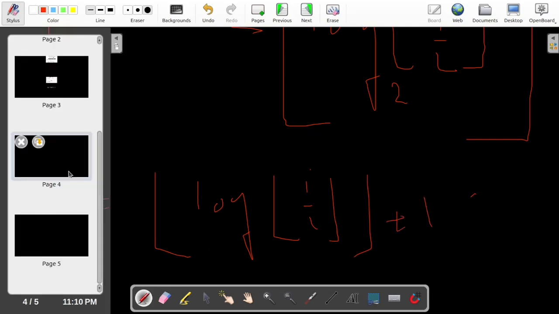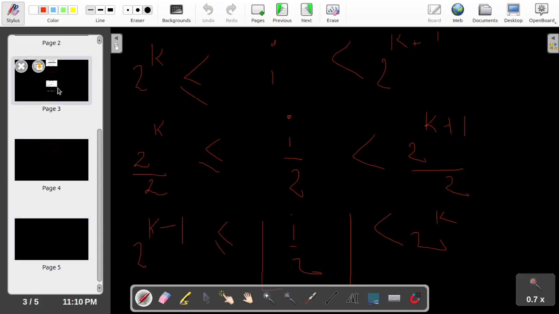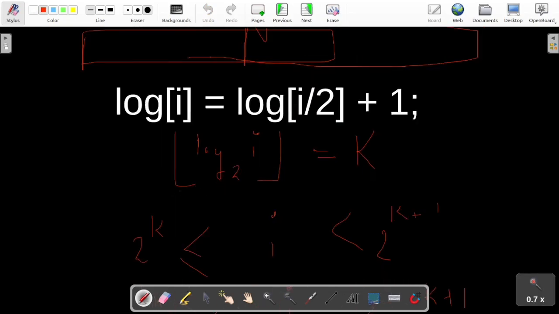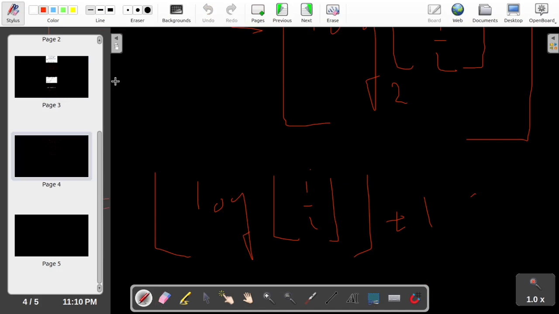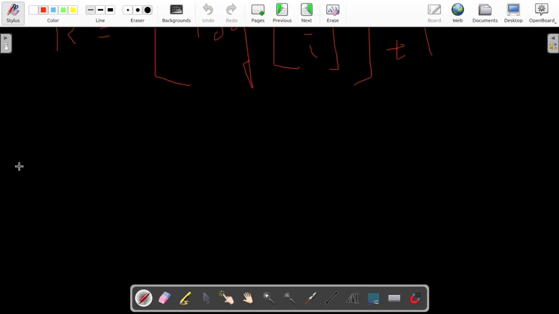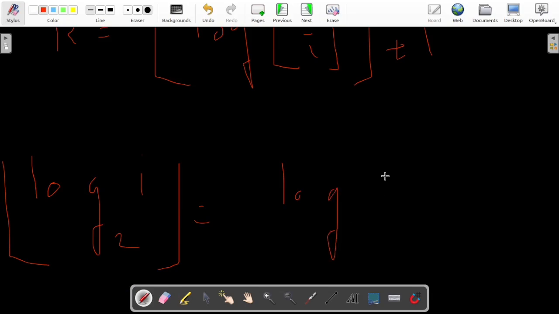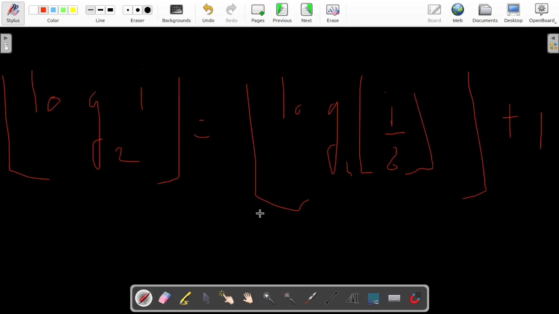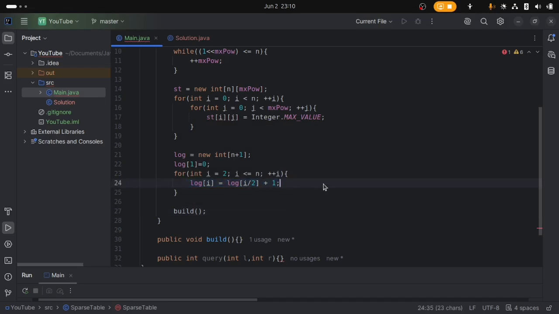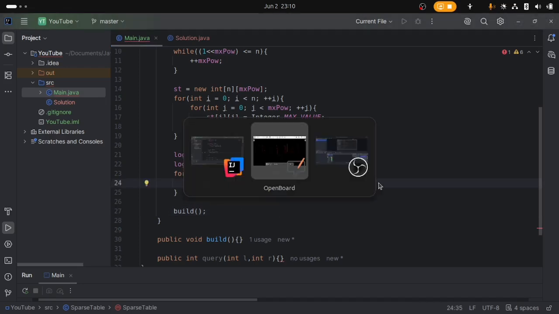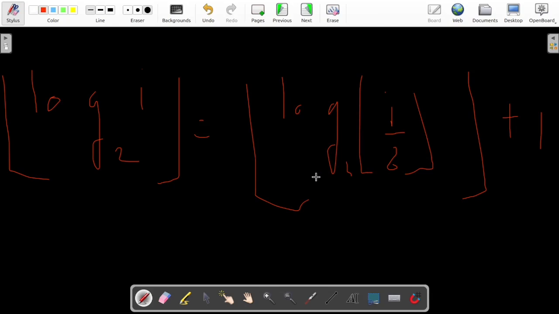Now remember, k was equal to this term, log I to the base 2. So we will write over here, log I to the base 2, its floor value, is equal to floor of log of I by 2 to the base 2, plus 1. Don't get confused because of this floor sign, because in code we are dealing with integers at every place. That's why I'm writing floor over here, to be more mathematically precise.